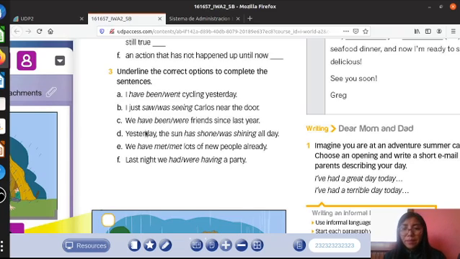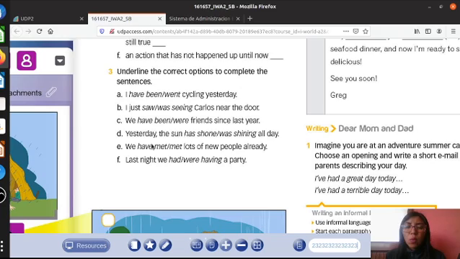The letter C. We have been or we were friends since last year. Okay, in this case we are going to use have been. We have been friends since last year. Okay, in this case I am using present perfect because the sentence shows us that the action starts in the past and continues in the present. That's right.